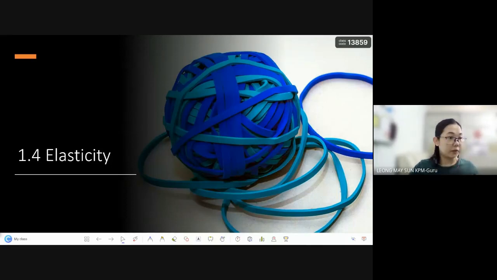Right, afternoon everyone. So we have 41. All right, 41 not inclusive me. So today we're going to be talking about elasticity, the last subtopic of chapter 1. So let's get started.